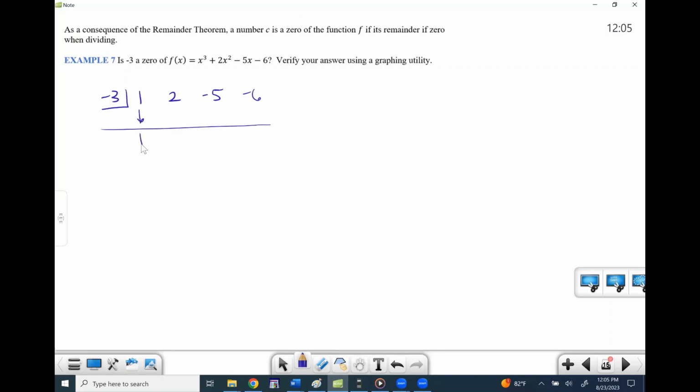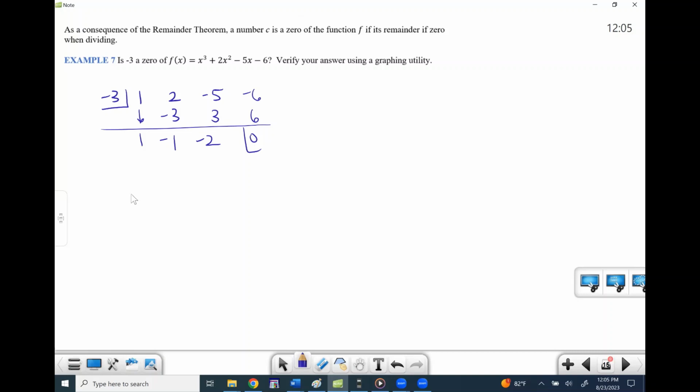Let's drop down that 1. Multiply. Add. Multiply. Add. Multiply. Add. So the remainder was 0, right?